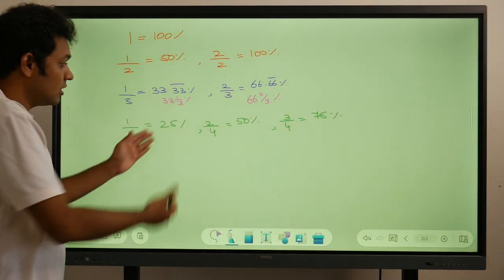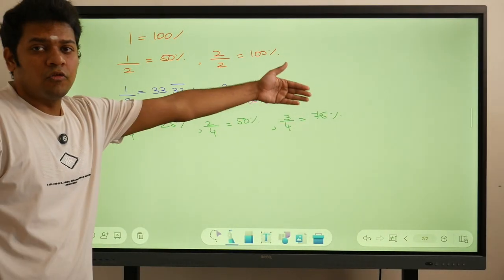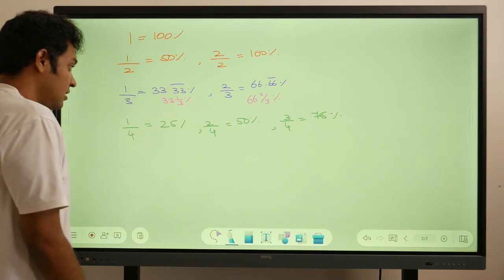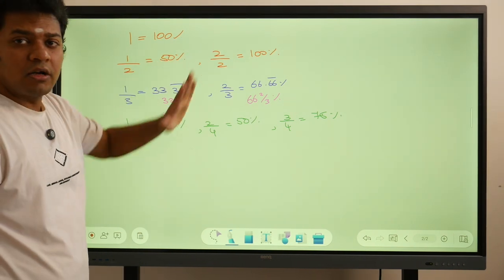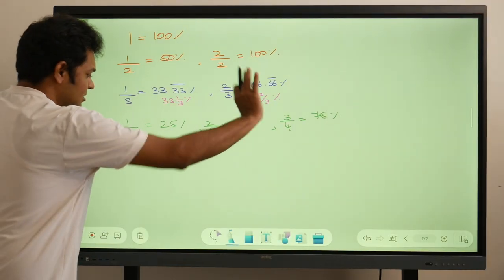Okay, so 1 by 4 is 25, 2 by 4 is 50, 3 by 4 is 75, 4 by 4 will be 100%. We can also go from there, 5 by 4, 125% and so on. Improper fraction, you can convert as mixed fraction. Okay, let us know this.